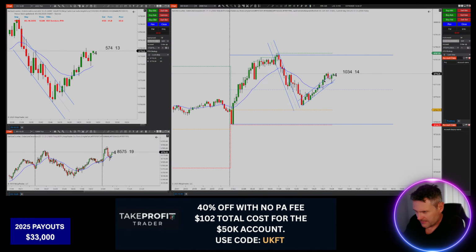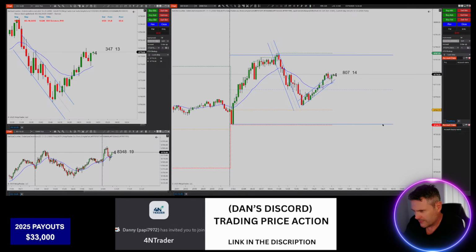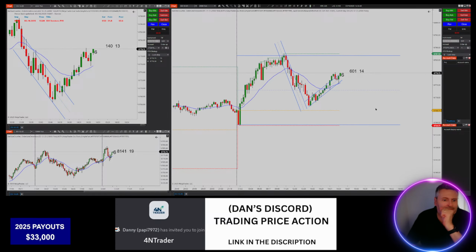Okay, so channel there, maybe a bit of an overshoot. Sometimes when we get an overshoot, we reverse. Sometimes we have a correction. Sometimes it'll pull back, make a new high and reverse. There's a bunch of stuff.